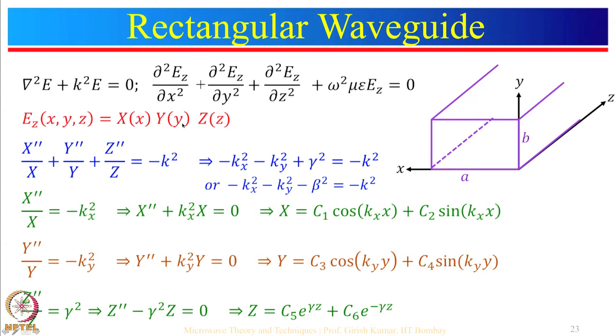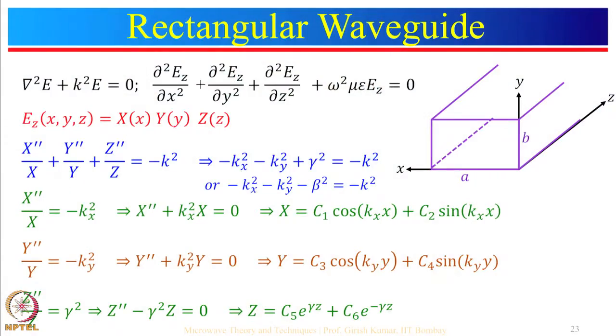Since these X, Y and Z functions are independent of each other and this term k square is a constant, each term in this equation must be a constant. So, we can assume double derivative of X divided by X is equal to minus kx square, and double derivative of Y divided by Y is equal to minus ky square, and double derivative of Z divided by Z as minus beta square, or we can write it as plus gamma square. So, in gamma if alpha is 0 then we will get minus beta square, and the signs of these constants are taken as negative for propagating wave.